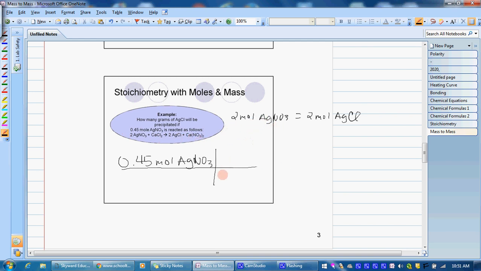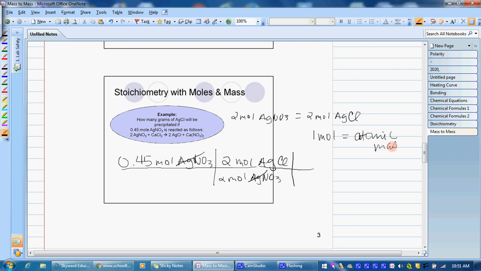So here we know that our 2 moles of silver nitrate has to go on the bottom, and our 2 moles of silver chloride has to go on top because we want this to cancel out. Okay. So then we go back to our question, and we're not going to stop at moles of AgCl. We want to get to grams. So we know, again, our conversion factor is 1 mole is equal to our atomic mass.